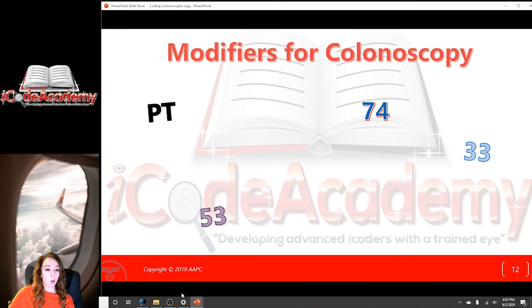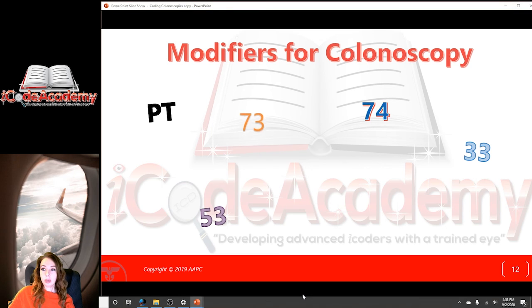Next one is 74. 74 is going to be our modifier that we use for discontinued outpatient procedures after the anesthesia has already been administered. So in this case, we're going to append this to the colonoscopy if the documentation reflects that they did not make it to at least a transverse colon. The documentation does need to state why the procedure was stopped or discontinued. Sometimes maybe there's a complication or the patient is too uncomfortable and they stated, we need to stop, I can't continue. We're going to add a modifier 74.